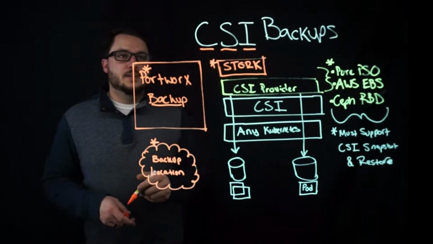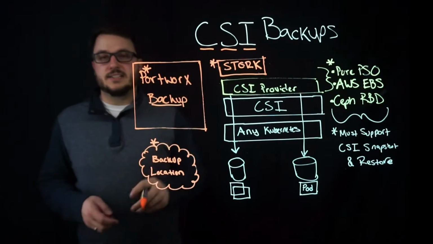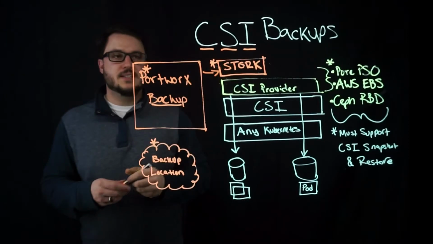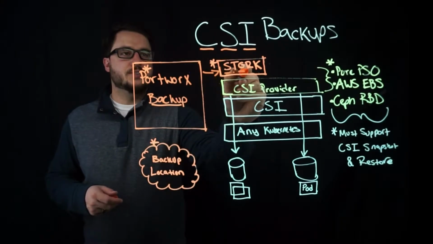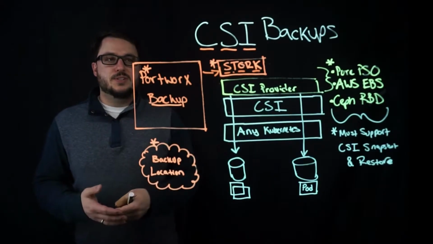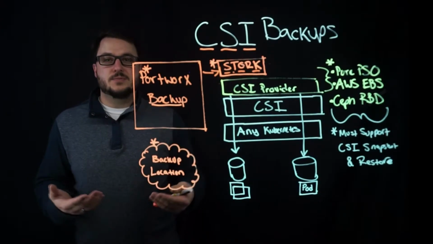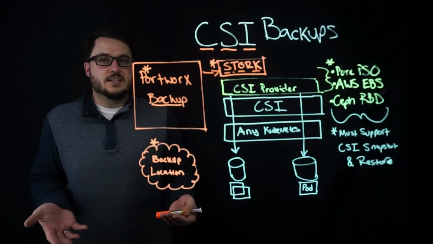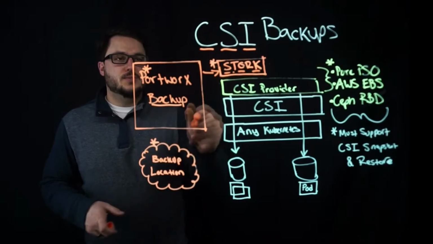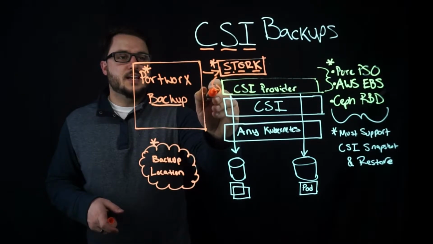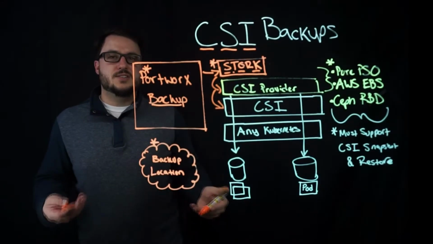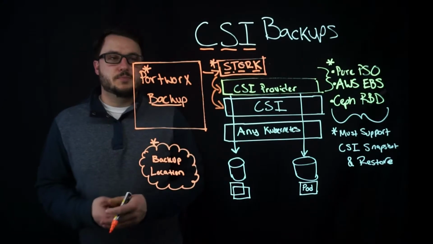So Portworx Backup is deployed in the data center and interacts with something called Stork. Stork is the storage orchestrator for Kubernetes. And what this allows Portworx to do is tap into the various APIs within Kubernetes and the scheduling aspects of Kubernetes as well. For backup, it's used to be able to talk to the CSI providers and the CSI API in general.